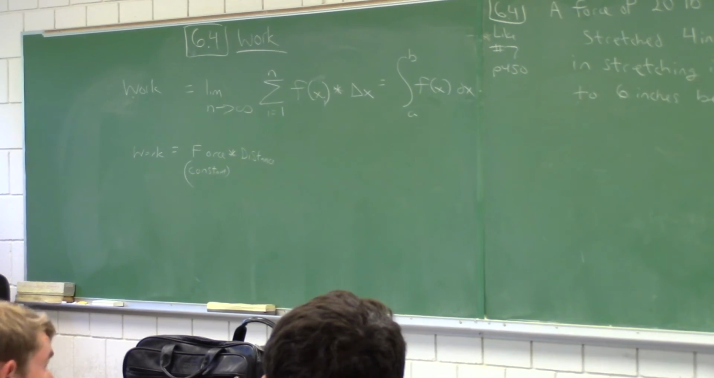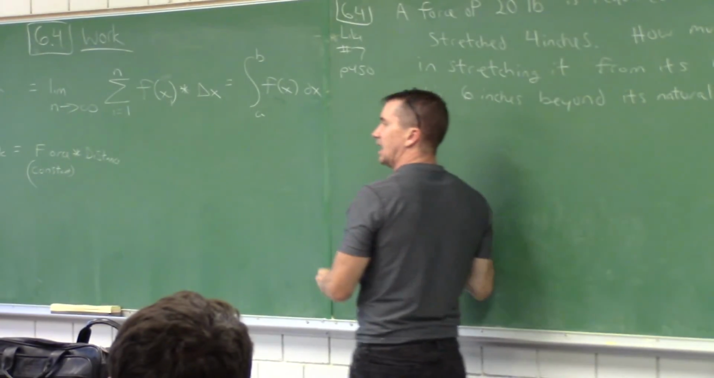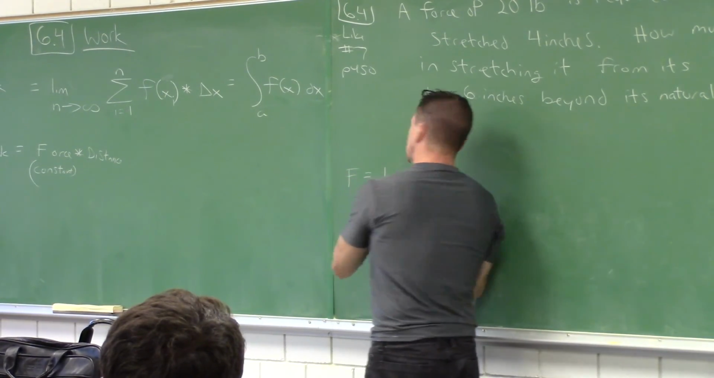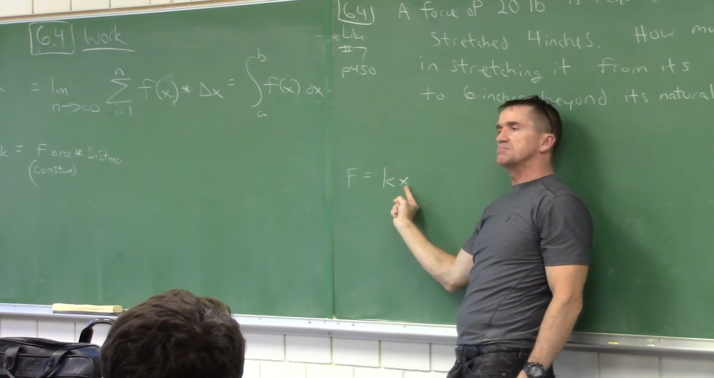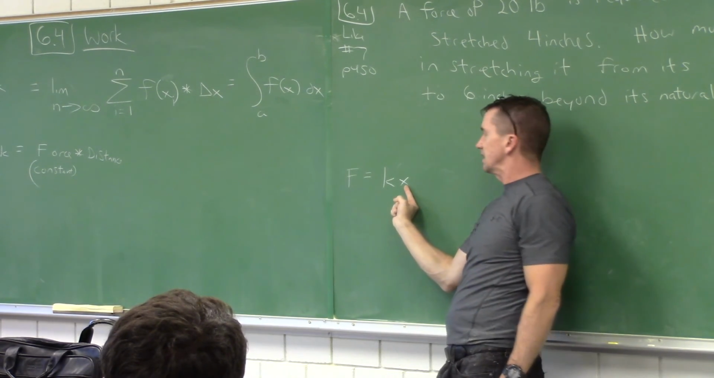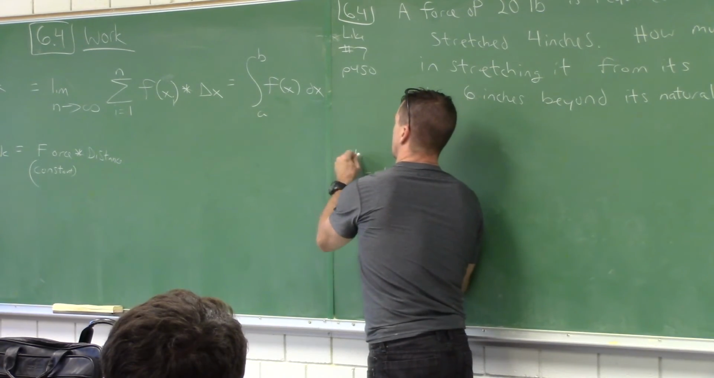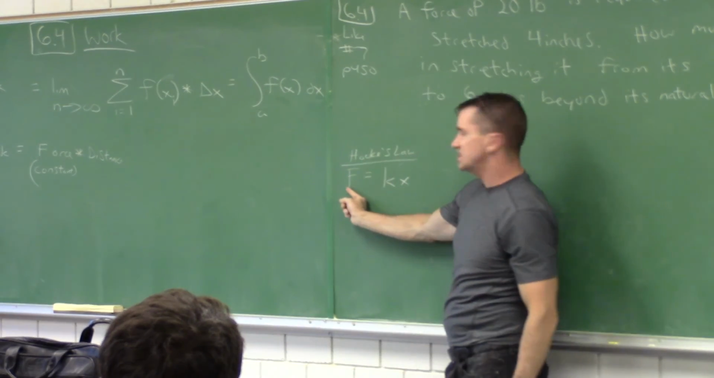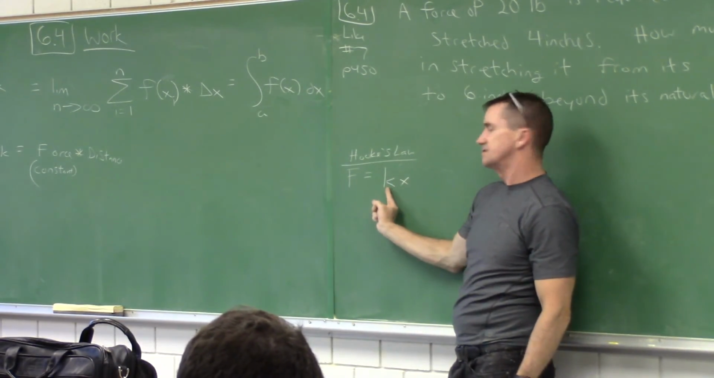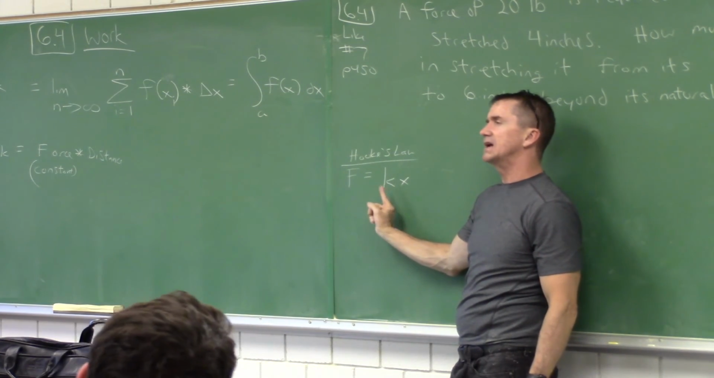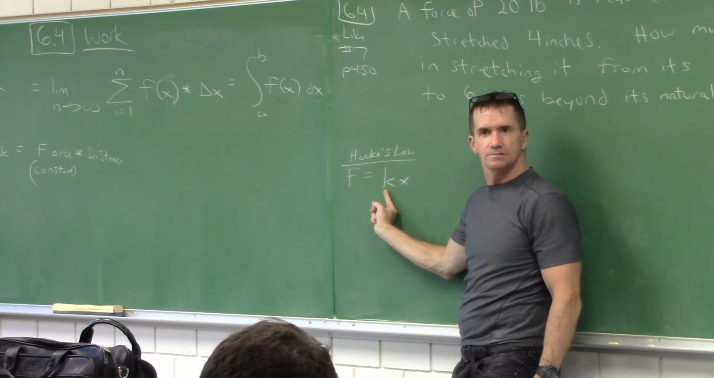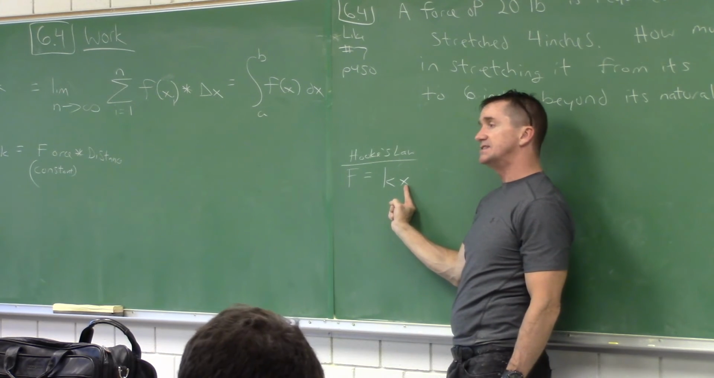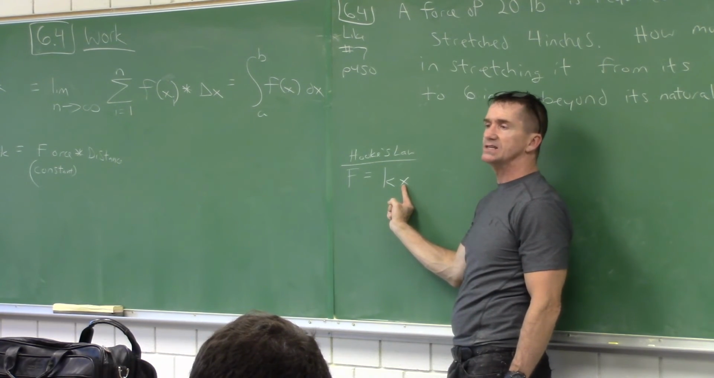So, you want to hear Hooke's law? All right, Hooke's law is the force applied to a spring is proportional to the distance that the spring is stretched beyond its natural length. I should say that again. This is just Hooke's law. The force applied to a spring, you see that letter K? That's called the spring constant, or the constant of proportion. The force applied to a spring is proportional to the distance that the spring is stretched beyond its natural length.